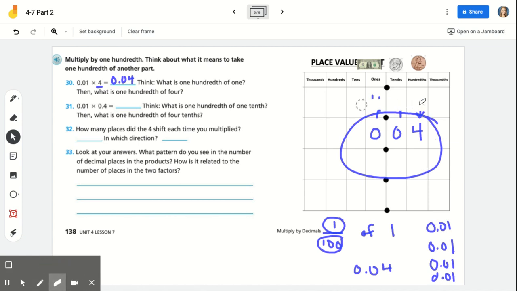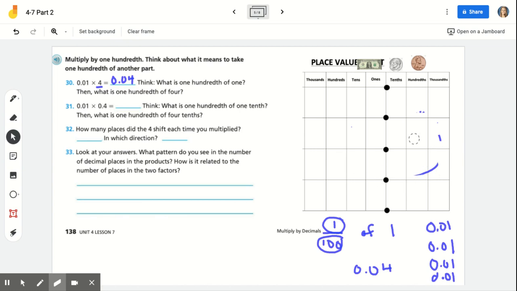Go ahead and erase your place value chart, and let's take a look at number 31 and place the situation into our place value chart. 1 hundredth times 4 tenths. Then think, what is 1 hundredth of 1 tenth, and then what is 1 hundredth of 4 tenths? First step for our place value chart, we're going to place the other factor that we're multiplying. We know that we can use shifting patterns when we multiply by 1 hundredth. So we're going to place this 4 tenths into our first row.